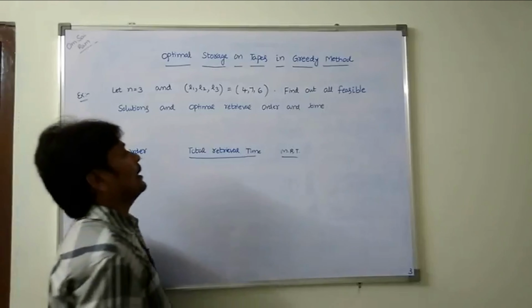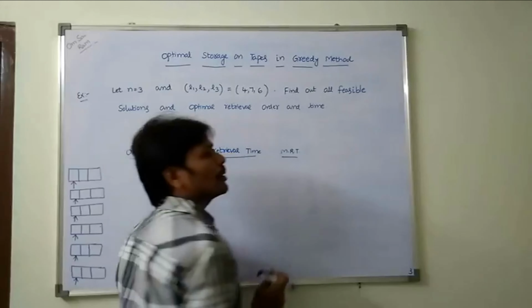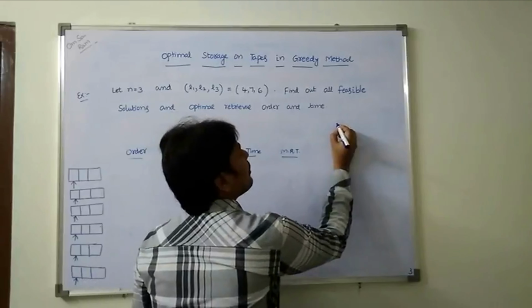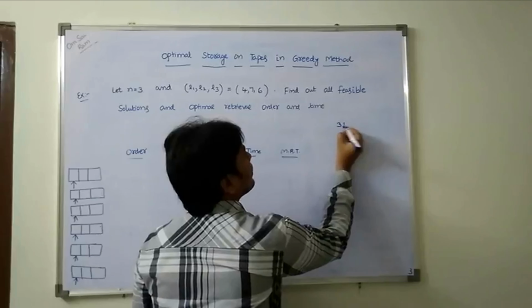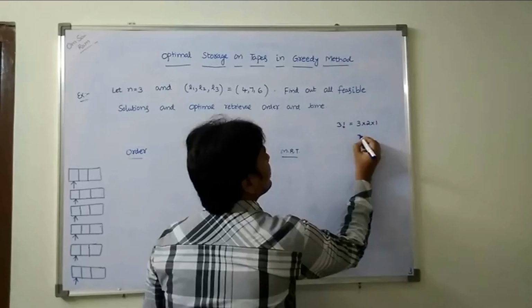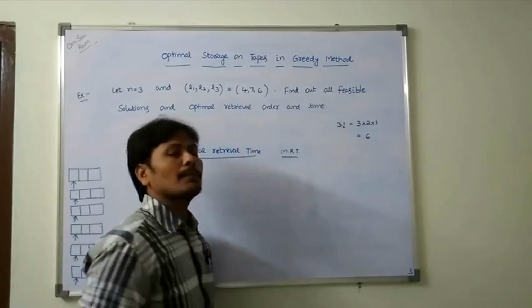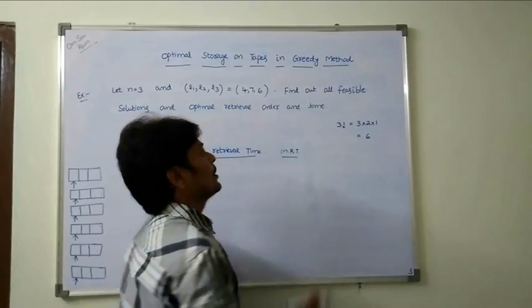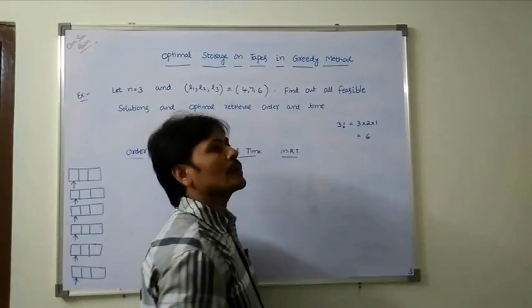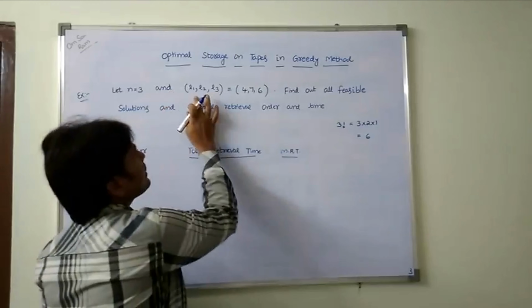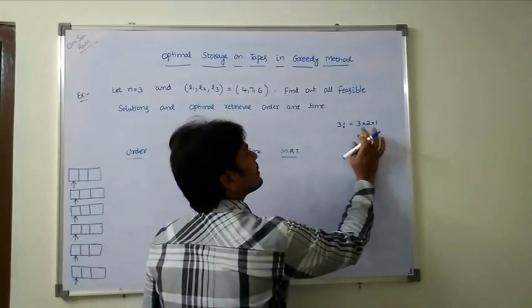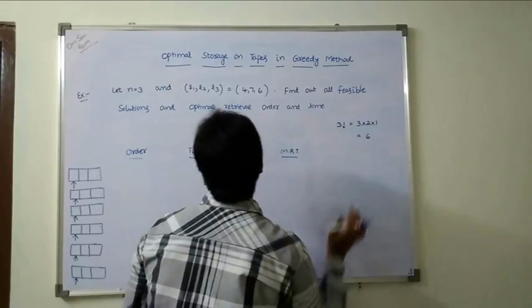So there are N is equal to 3 programs. How many possible ways? 3 factorial is equal to 3 into 2 into 1, so 6 possible ways to arrange these 3 program lengths.